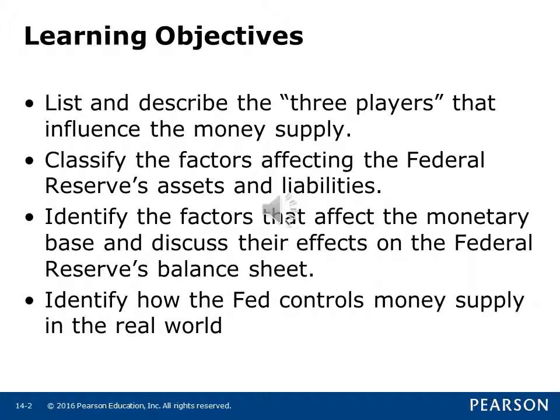The chapter covers a few more, but they primarily deal with the accounting and calculations, whereas I will hone in on the concepts and applications more so. So these learning objectives consist of listing and describing the three players that influence the money supply, classifying the factors affecting the Federal Reserve's assets and liabilities, identifying the factors that affect the monetary base and discussing their effects on the Federal Reserve's balance sheet, and identifying how the Fed controls the money supply in the real world.